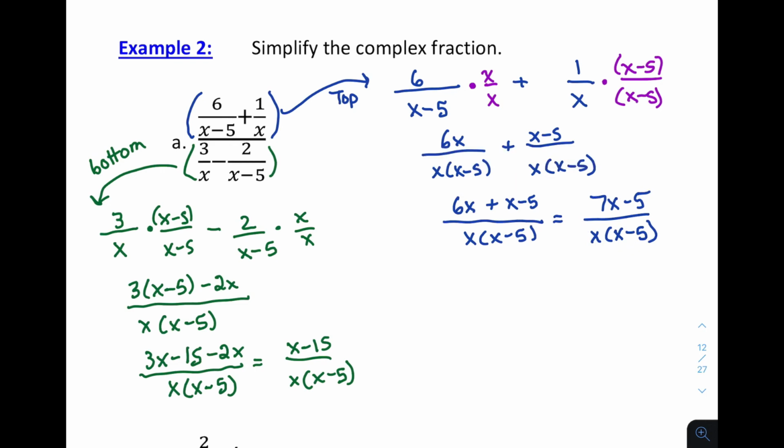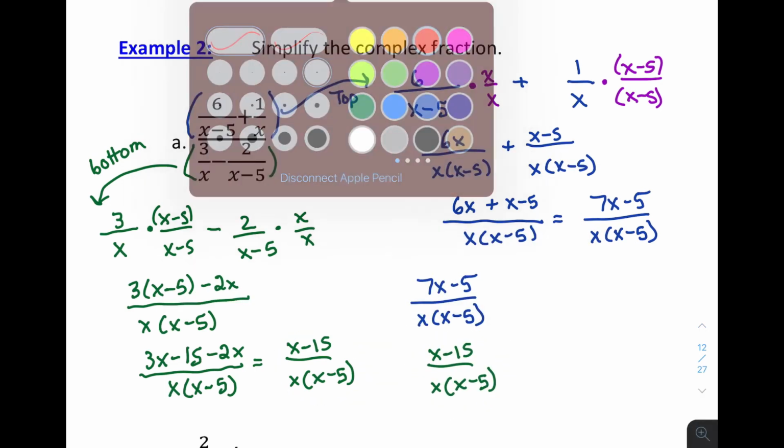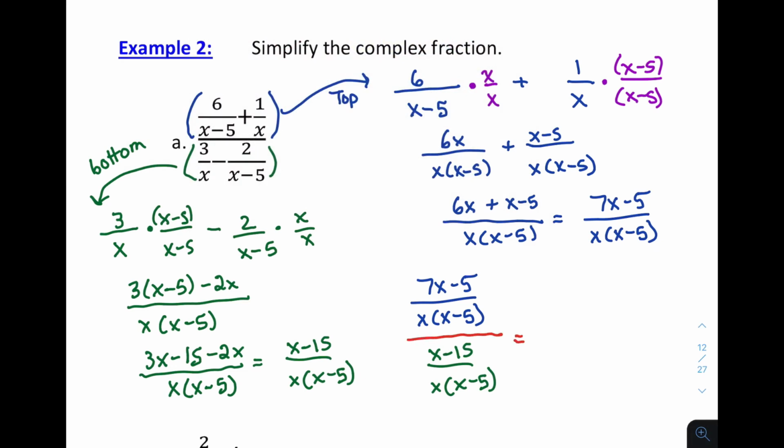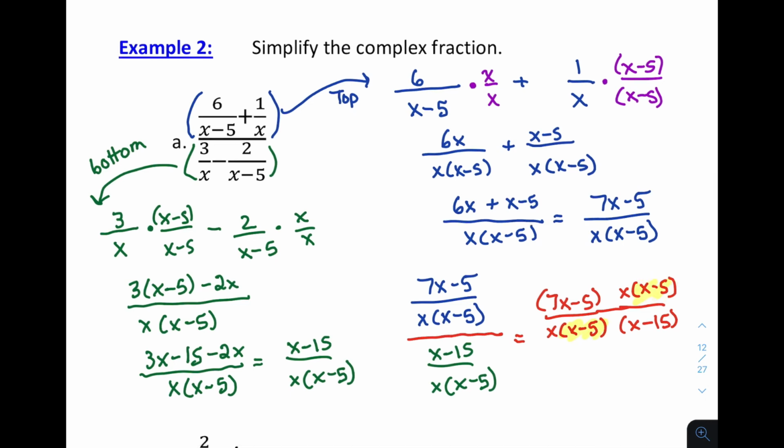Now remember, that was like the top and the bottom, and those two things are being divided. So what I'm really looking at is I rewrote the numerator and denominator, and I have those two new fractions being divided. So if I'm dividing fractions, I need to multiply by the reciprocal. So I'm going to flip my bottom and then multiply it times what I had on top. Don't actually distribute everything, because if you look, you have some common factors that you can divide out to 1. The x minus 5s and the x are going to divide out to 1, and you'll just have 7x minus 5 over x minus 15.